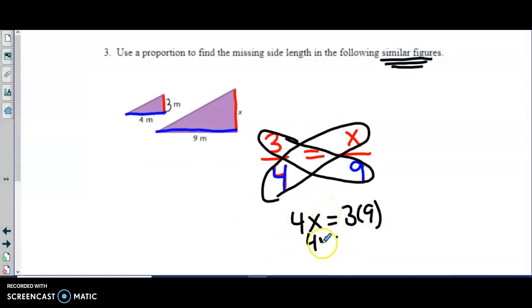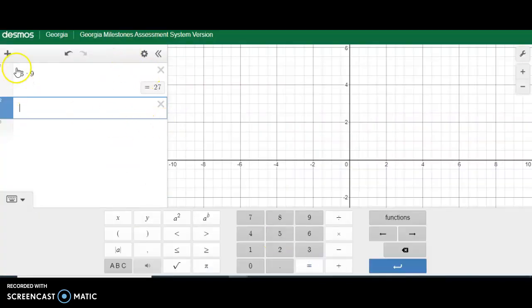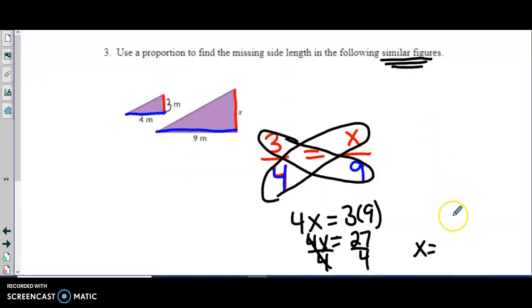Okay, 4x equals 27. And when you get really good at this, you could probably do it all in your calculator in kind of one go. I'll show you what I mean by that. If you do 3 times 9, then you know you have to take that answer and divide it by 4. So our answer here is 6.75. So x equals 6.75.